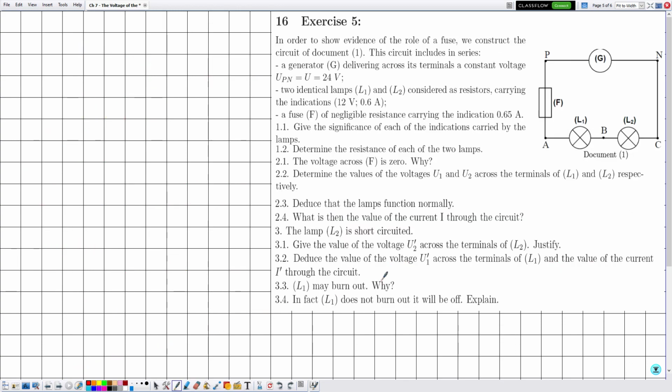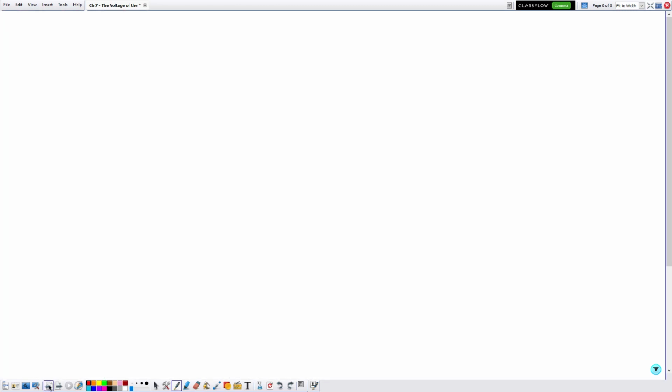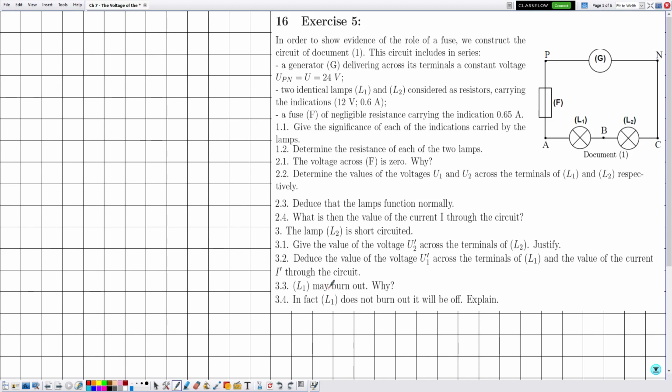Now exercise number 5, which is the last exercise in this video. So in order to show evidence of the role of a fuse, we construct the circuit of document 1.